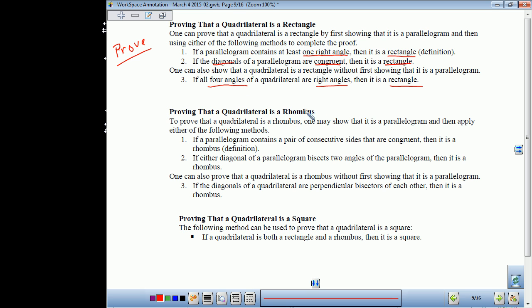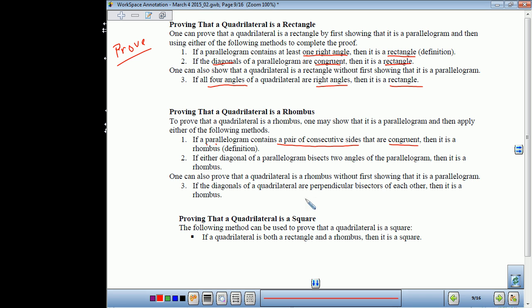All right, how do we prove rhombus? The rhombus is in the parallelogram family. So if we have proven parallelogram using one of those 6 choices, and we show that a pair of consecutive sides is congruent, then it's a rhombus. By definition, all sides are parallel. All sides are congruent. If a diagonal of a parallelogram bisects 2 angles of the parallelogram, then it's a rhombus. And we drew that on the picture. If the diagonal is bisecting two angles of the parallelogram.